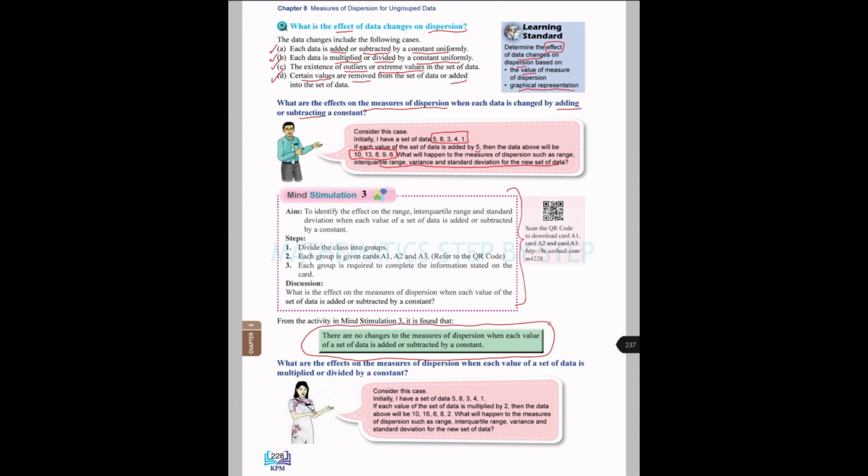So let's look at this example again. Initially, for the set of data, before each data is added by 5, the range is 8 minus 1, which is 7. Okay, 8 is the greatest value, 1 is the smallest value. Then now, after added 5 to each data, the range is 13 minus 6, so equals to 7 also. So after you work this out, you'll find that the range, interquartile range, variance and standard deviation for the new set of data remain the same.